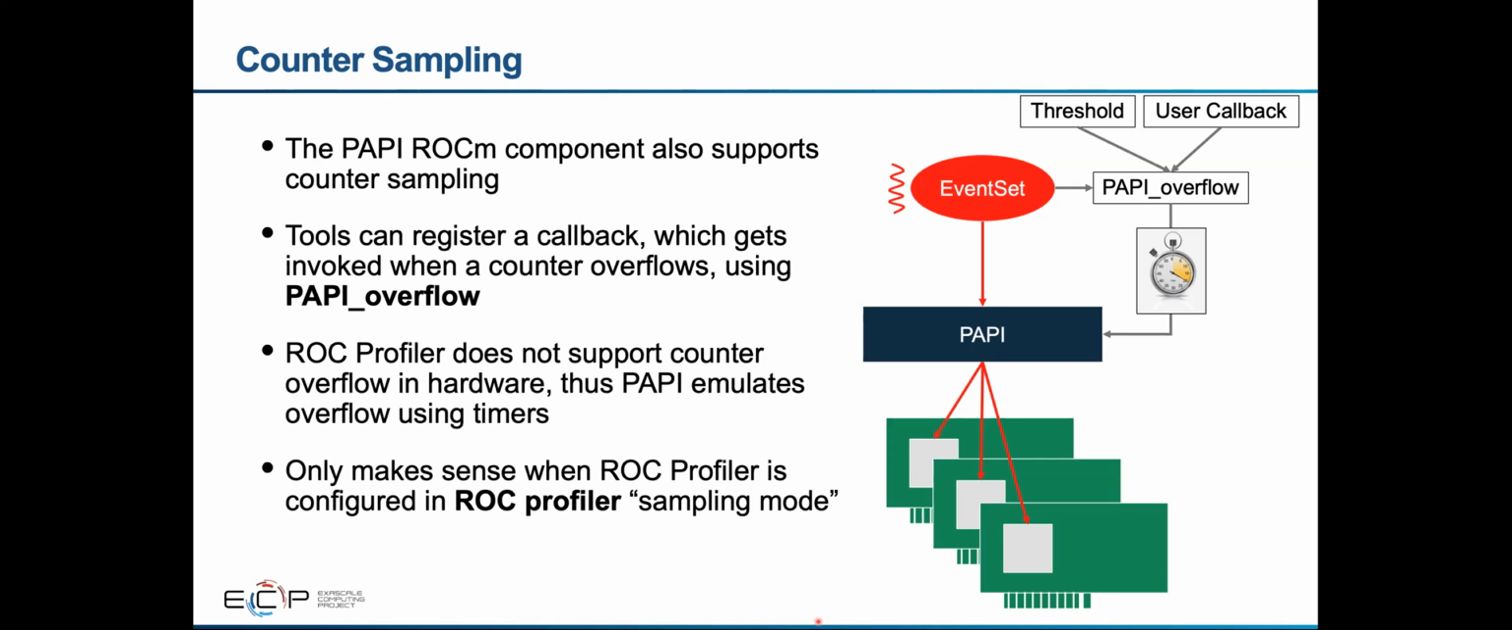For example, it does not make sense to use counter sampling in intercept mode because the read granularity in this case is fixed. The timers can only be started and stopped at the kernel boundaries, not in between. So it doesn't make sense to use intercept mode in counter sampling. Only sampling mode from ROC profiler makes sense in this case, and PAPI disables counter sampling in intercept mode to prevent users from doing things that don't make sense.